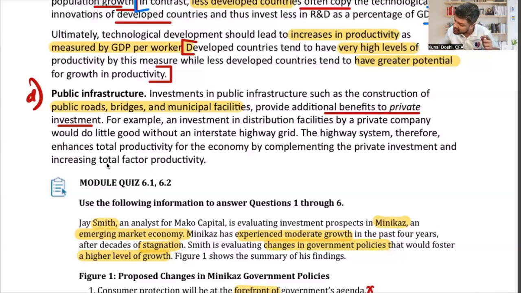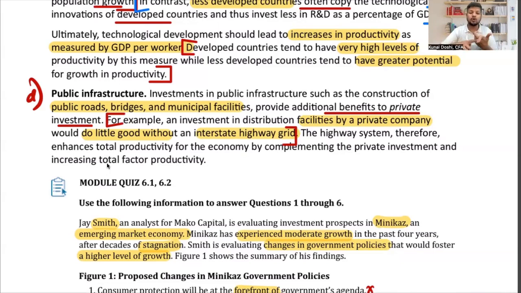For example, investment in distribution facilities by a private company would do little good without an interstate highway grid. Yes. So if a private company is investing heavily in some facilities, but the government or the public spending is not efficient enough, if there are no roads, ports, or bridges to connect that, then what's the point? So private investment is useless if there is no sufficient public infrastructure in place. Both go hand in hand, and private investment will only be beneficial if there is enough public infrastructure.